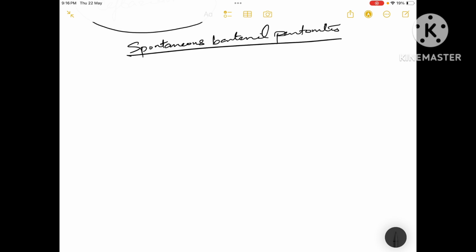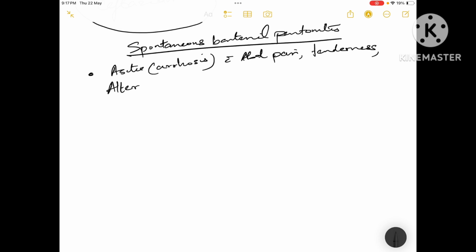Okay. So today's topic is SBP. So patients having cirrhosis, they come up with ascites and suspected spontaneous bacterial peritonitis. So when do we suspect spontaneous bacterial peritonitis? So patients are having ascites, cirrhosis related ascites with abdominal pain, tenderness, altered mental status, fever, hypotension. So basically we are seeing the signs of infection.